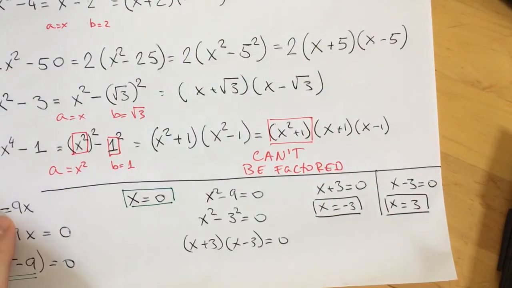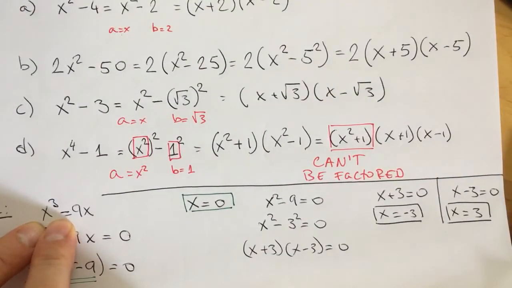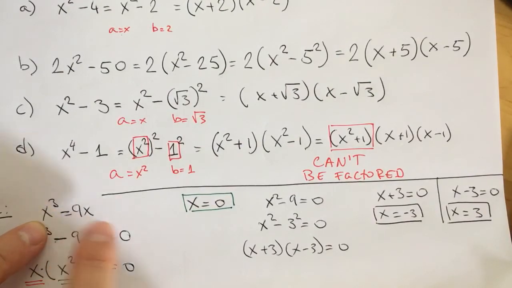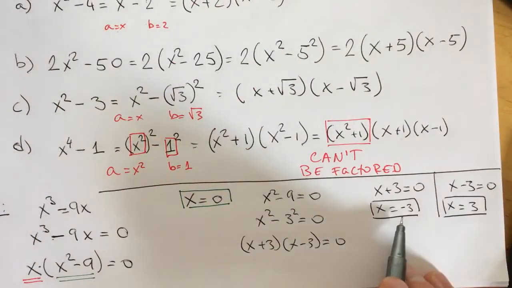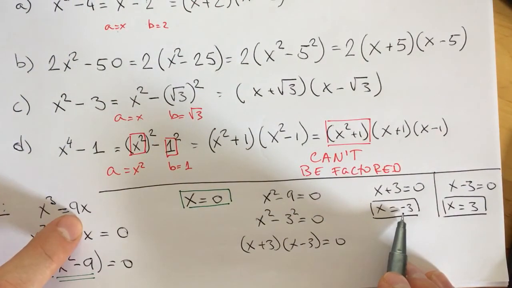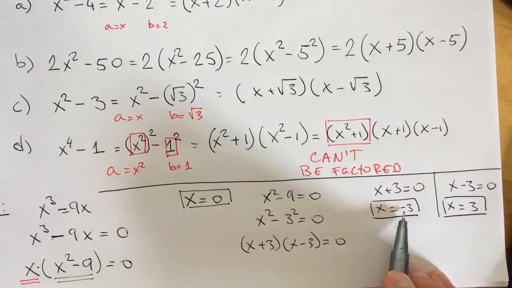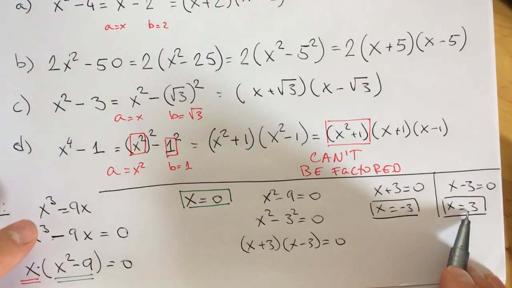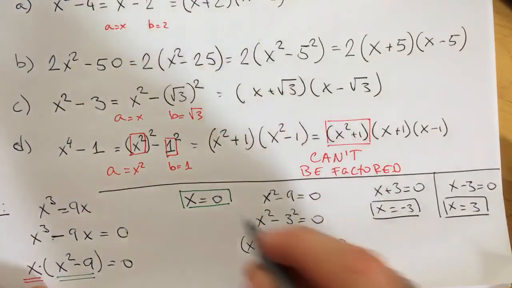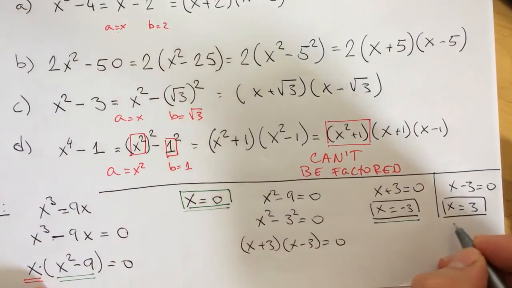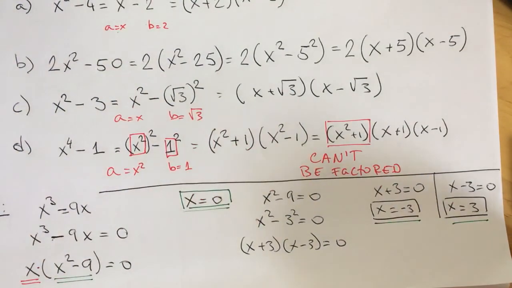So this equation here, this cubic equation, x cubed is equal to 9x, has 3 different solutions. x is equal to 0, x is equal to negative 3, right? Negative 3 cubed is negative 27, is equal to 9 times negative 3, which is negative 27, or x is equal to 3. 3 cubed is 27, is equal to 9 times 3, which is also 27. So the idea here is that you solve polynomial equations by factoring.